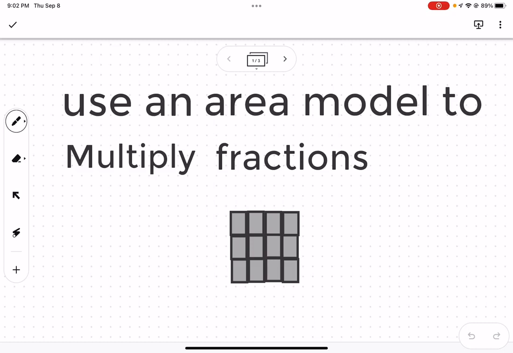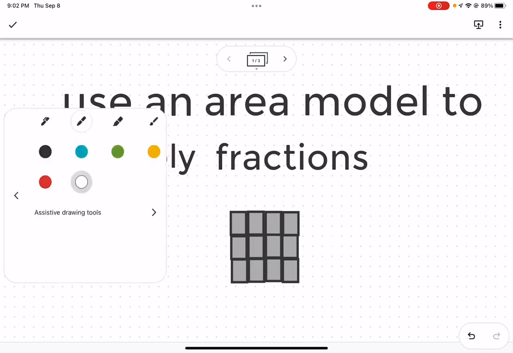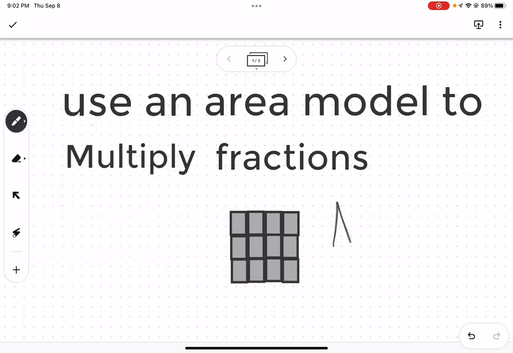Okay, hopefully you said that the area of this rectangle is 12 units squared. Okay, why? Because we have 1, 2, 3, 4, 5, 6, 7, 8, 9, 10, 11, 12 equal pieces all smacked together to make one rectangle.